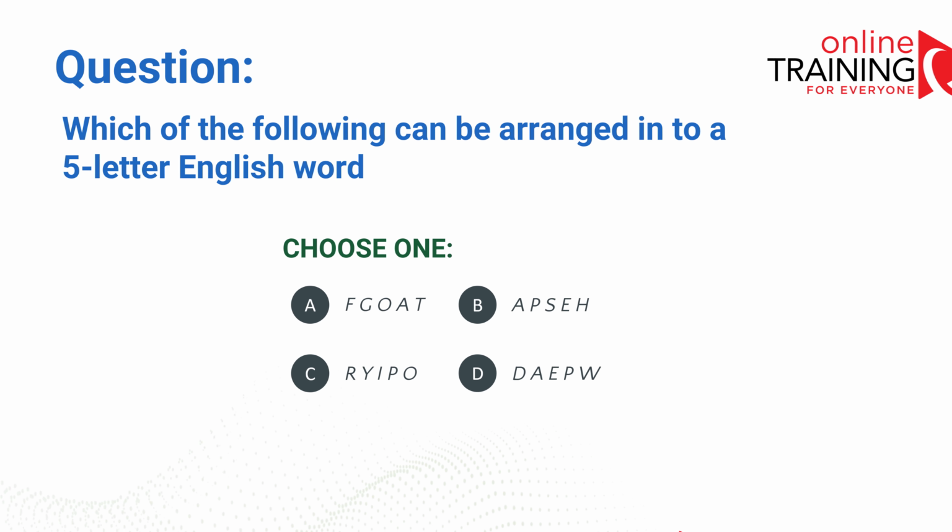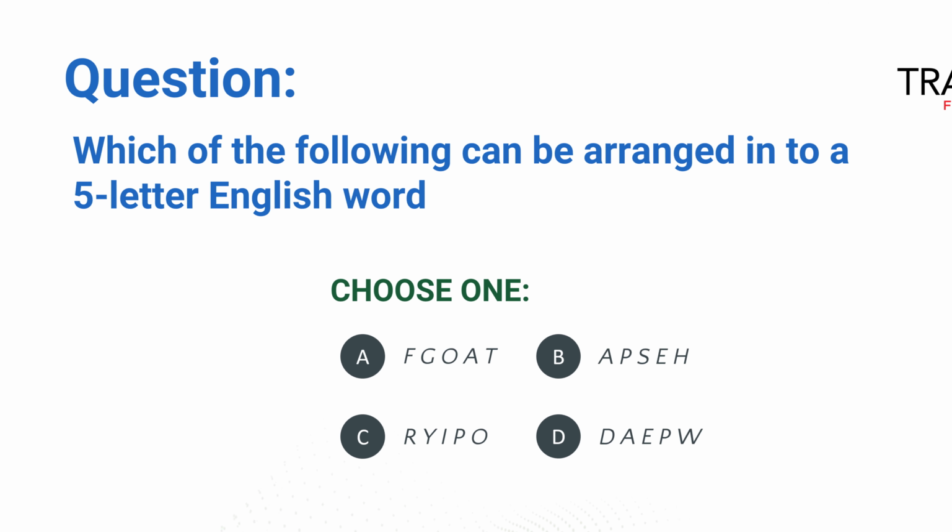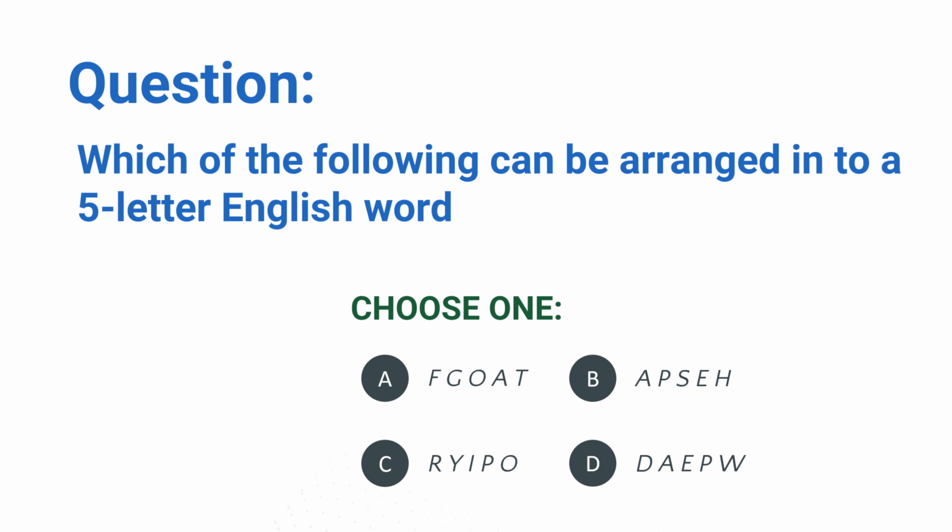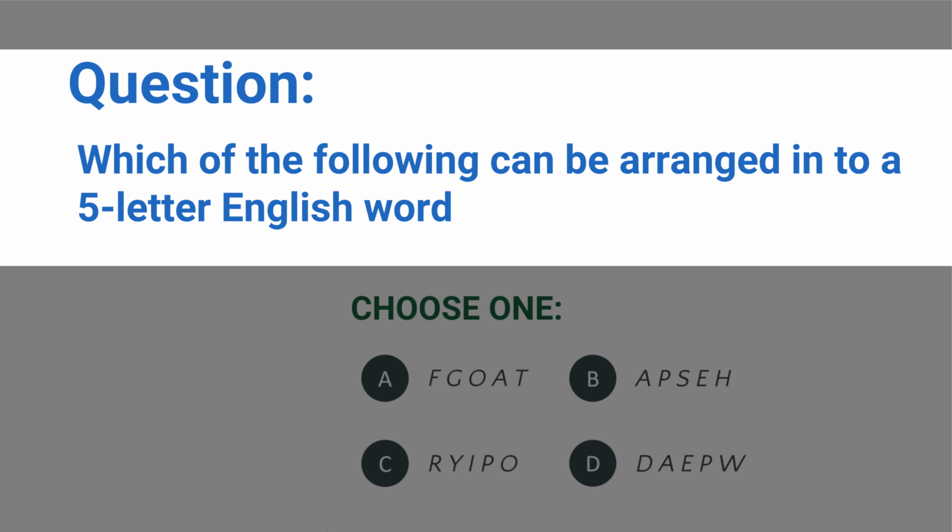Now let's look at the question where you are tested not just on how well you know English, but also how well you can operate with the letters and take guesses based on the questions asked. A lot of times these types of questions are used in verbal reasoning tests and in a lot of other tests as well, for example, psychometric tests or logic reasoning tests. These types of questions we see all the time. So the question: which of the following can be arranged into a 5-letter English word?